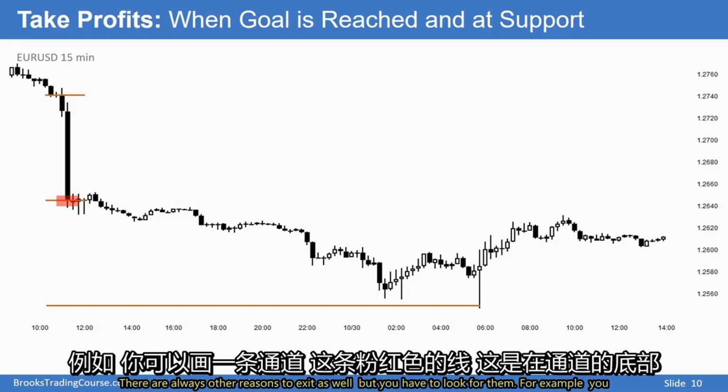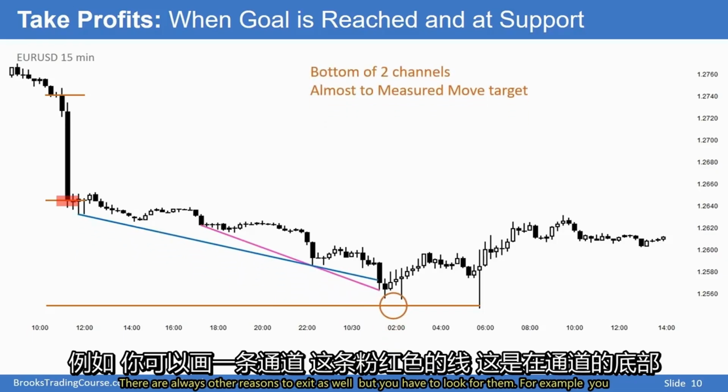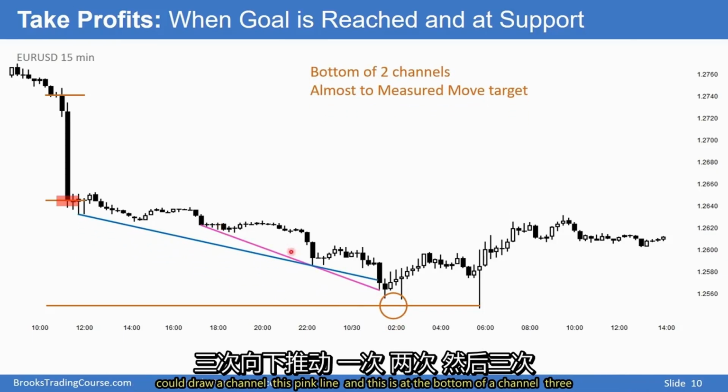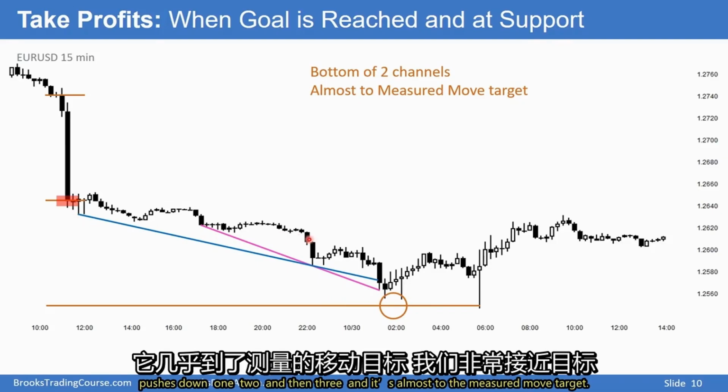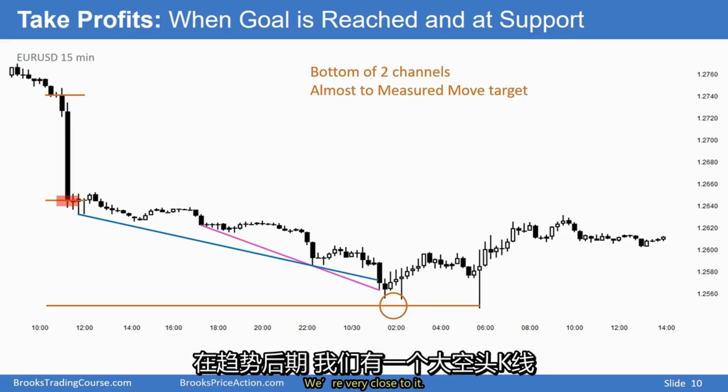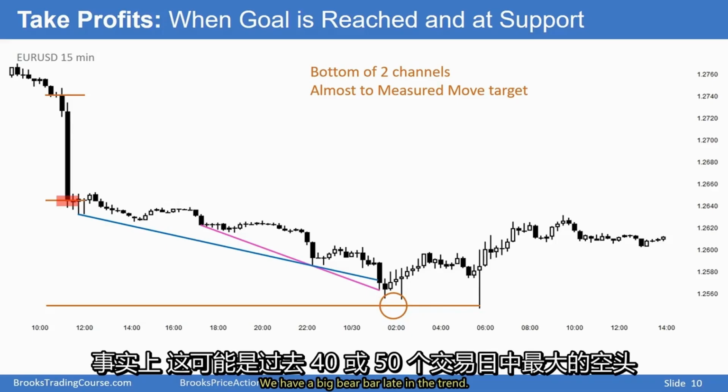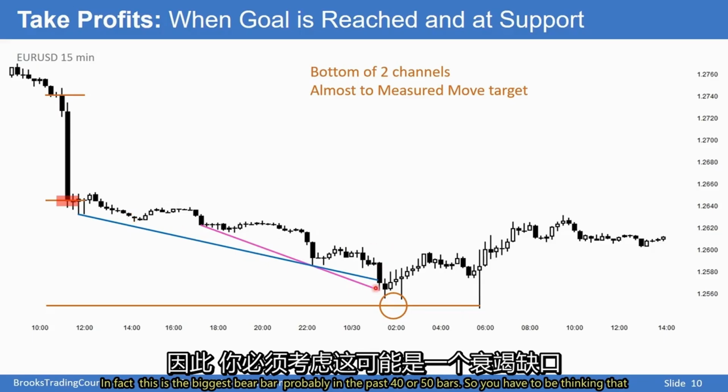There are always other reasons to exit as well, but you have to look for them. For example, you could draw a channel, this pink line, and this is at the bottom of a channel. Or you could say 3 pushes down, 1, 2, and then 3. And it's almost to the measured move target. We're very close to it. We have a big bear bar late in the trend. In fact, this is the biggest bear bar probably in the past 40 or 50 bars.